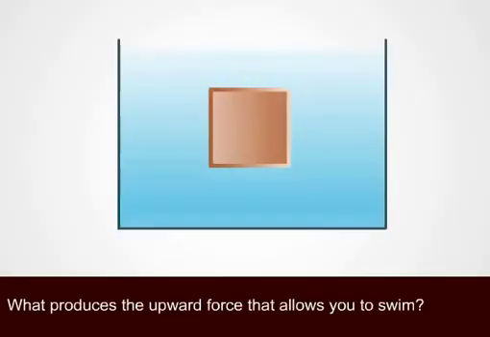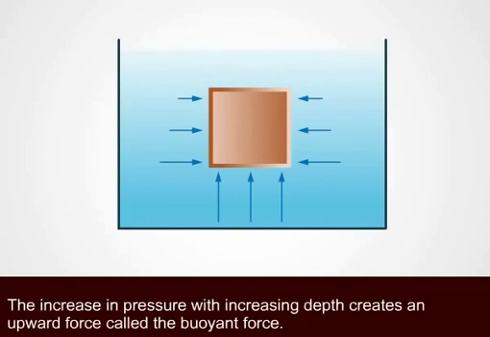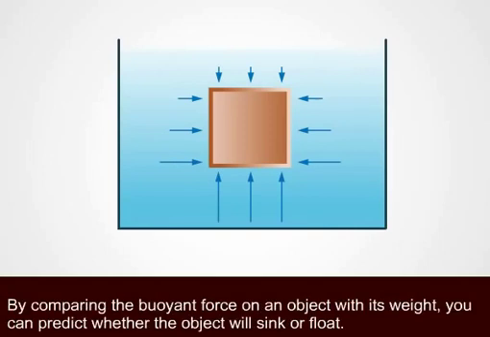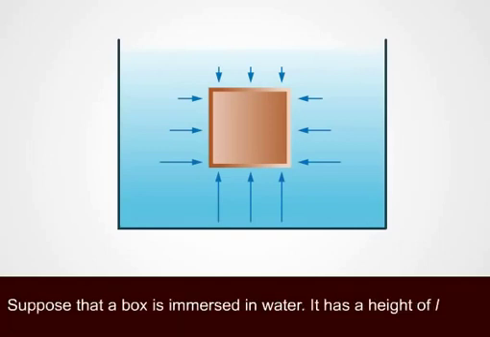What produces the upward force that allows you to swim? The increase in pressure with increasing depth creates an upward force called the buoyant force. By comparing the buoyant force on an object with its weight, you can predict whether the object will sink or float. Suppose that a box is immersed in water.